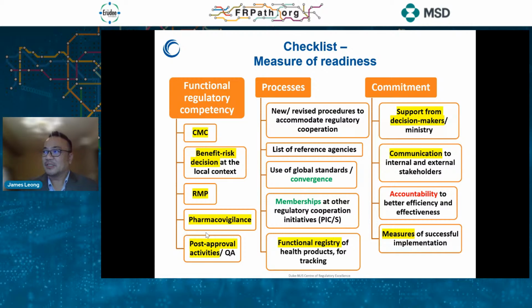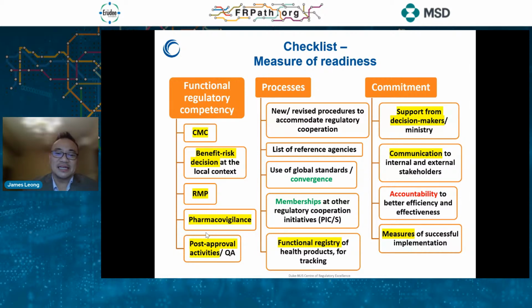So the last-most column is actually on commitment. And I would say that this is difficult. We do need support and we garner support for the regulators so that we can advocate the value of regulatory cooperation to the decision makers and back to the ministry, and communications internally and externally, especially on the published timelines related to the use of regulatory reliance approaches.